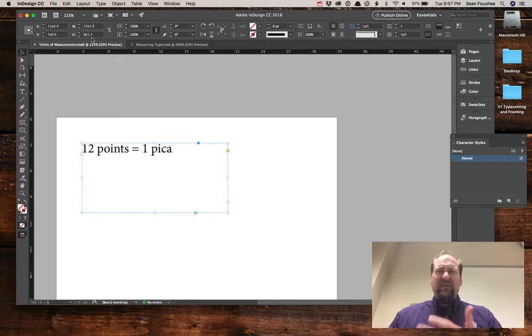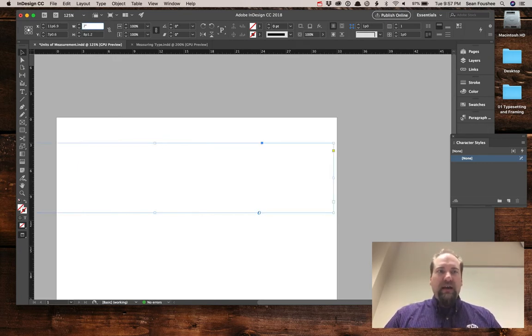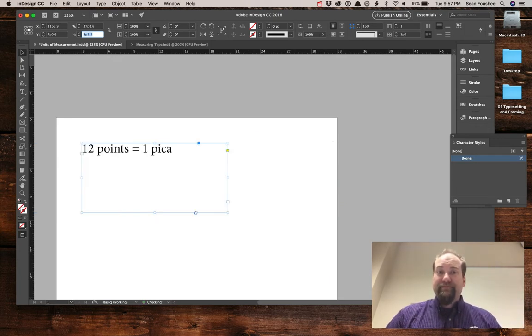But again, even if you don't quite remember those particular measurements and conversions, InDesign will help you out, because at any point in time, I can come in here and type in a specific unit and it'll do the conversion for me. It's as simple as that. Well, let's move on to measuring type.